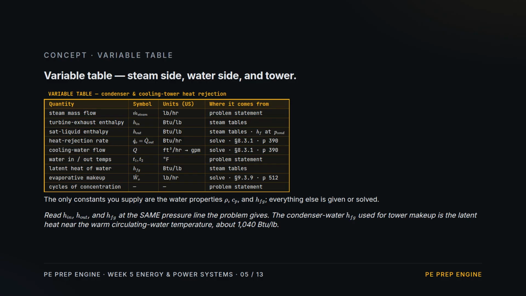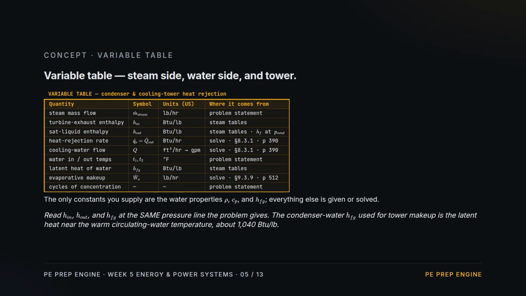Here is the full variable table: steam side, water side, and tower in one place. Steam mass flow, turbine exhaust enthalpy, and saturated liquid enthalpy come off the steam tables. The heat rejection rate and cooling water flow you solve. Water in and out temperatures are given.